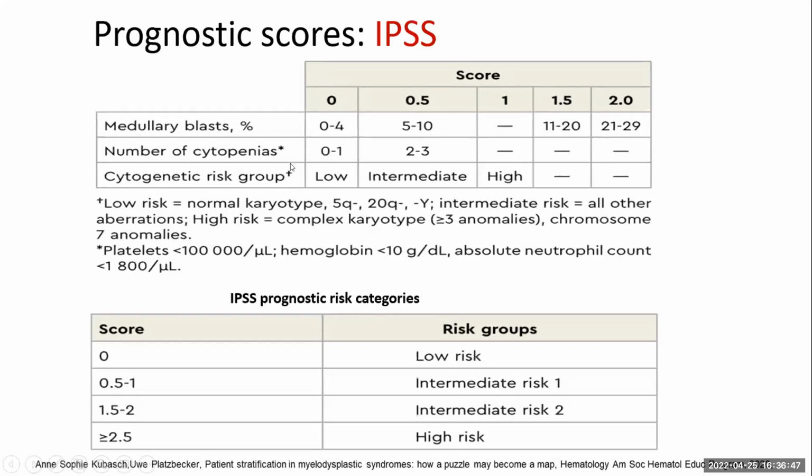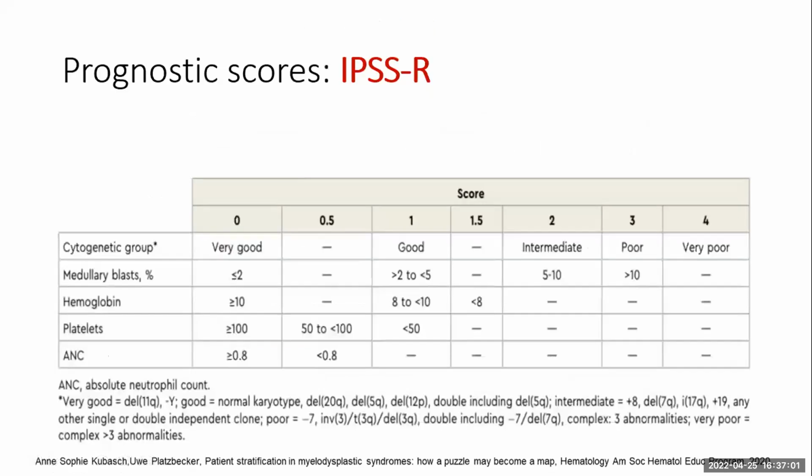Using the IPSS scoring system, the patient can be grouped into 4 different groups: low risk, intermediate 1, intermediate 2, or high risk, depending on the score that they get. When you move on to the revised edition of the IPSS, it also uses the same parameters: cytogenetic group, blast count, and cytopenias. But this now is not just looking at the number of cytopenias, but at the depth of the cytopenias.